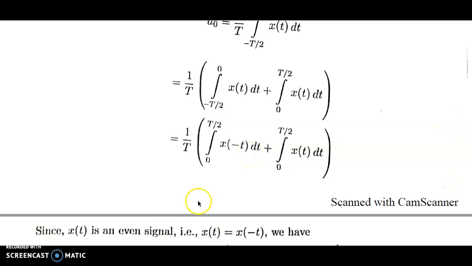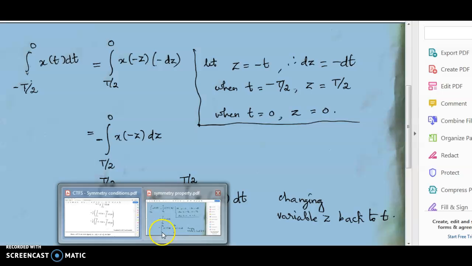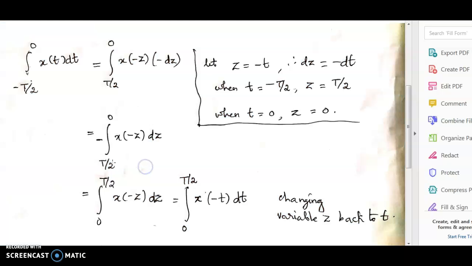Now how are we getting this? I'll explain that. What we are doing is a change of variable. Consider this case, integral minus T by 2 to 0 x of t dt. Now I am substituting another variable. Let z be equal to minus t. Therefore dz is minus dt. That is, I am going to change the variable in this integration. Now integration is done with respect to the variable t. I am substituting a new variable. Let z be equal to minus t. Therefore t will be minus z, and dz is minus dt. Therefore dt is minus dz.